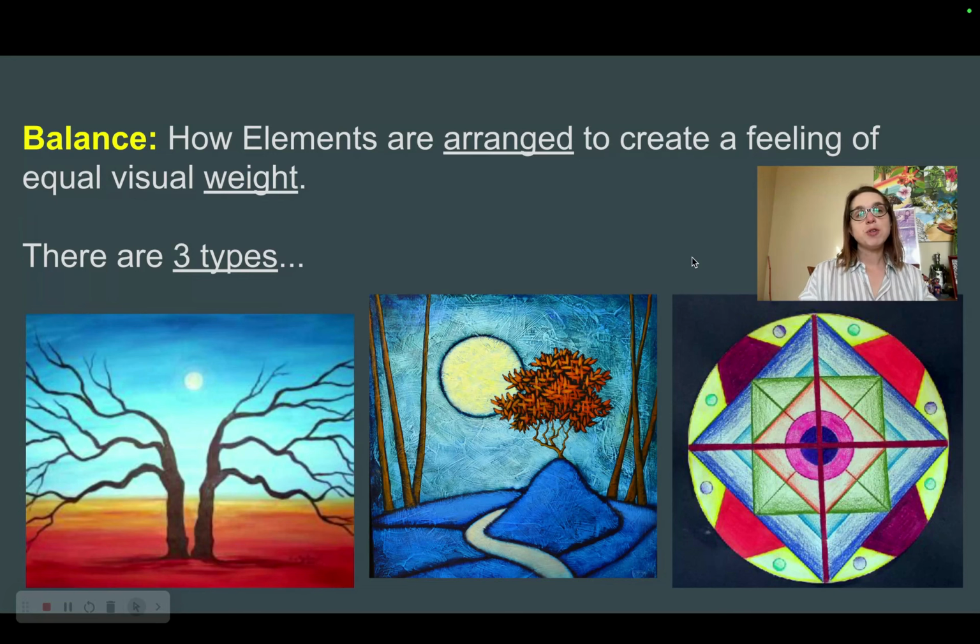In art, we also explain the way that elements are used to create balance. This is how elements are arranged to create a feeling of equal visual weight. So in 2D art, drawing and painting, when we talk about balance, we talk about the way things are arranged. We're not talking about physical balance.